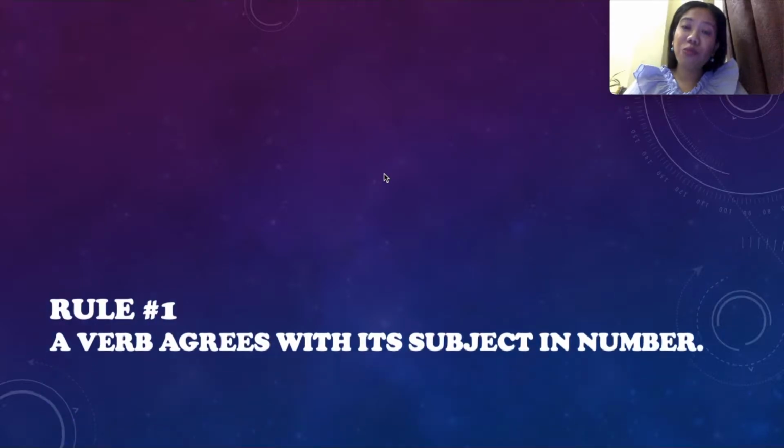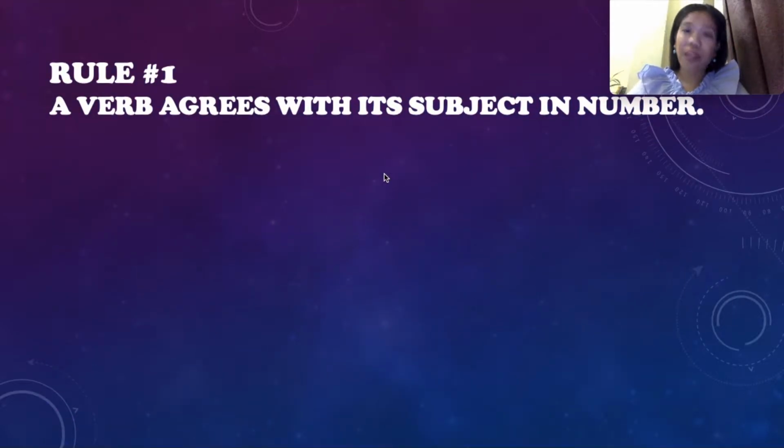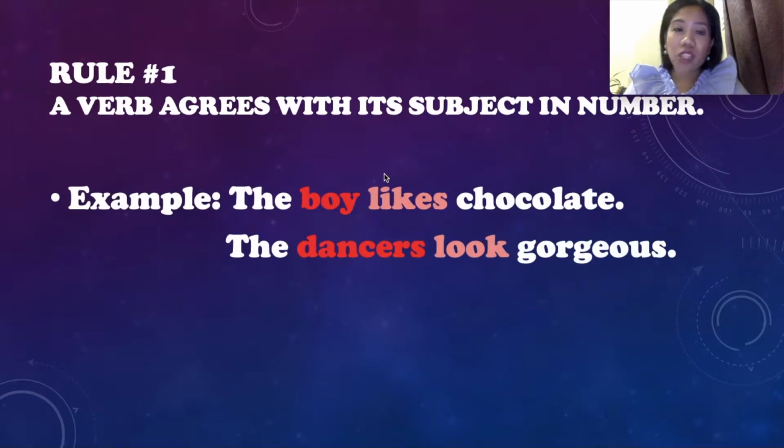Let's start. Rule number 1. A verb agrees with its subject in number. Let me give you a sample. As you can see there, our subjects are in red. So the boy, no S, likes, the verb has an S, chocolate. The boy likes chocolate. The dancers, with S, look, the verb has no S, gorgeous.